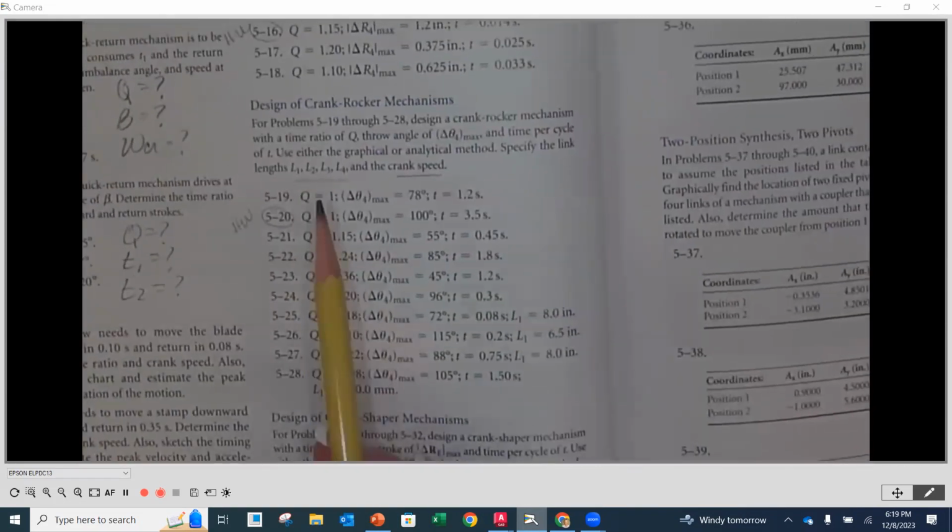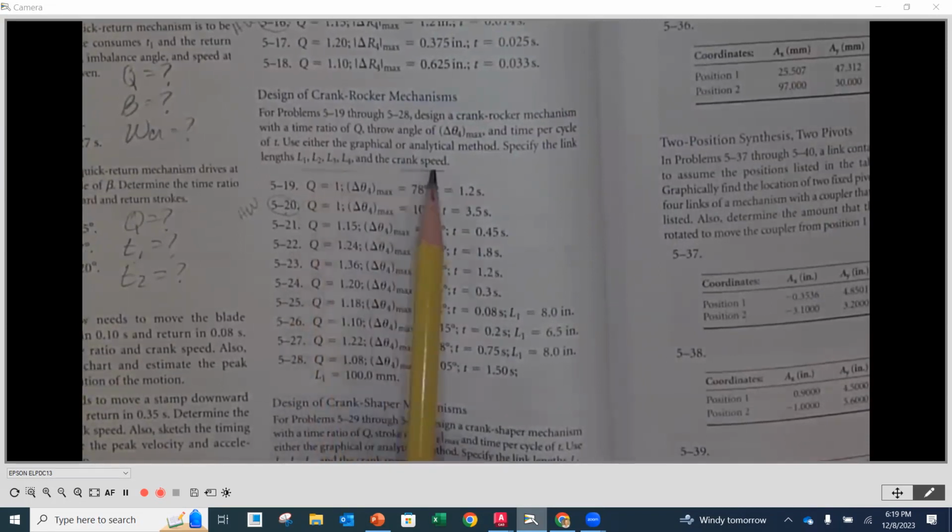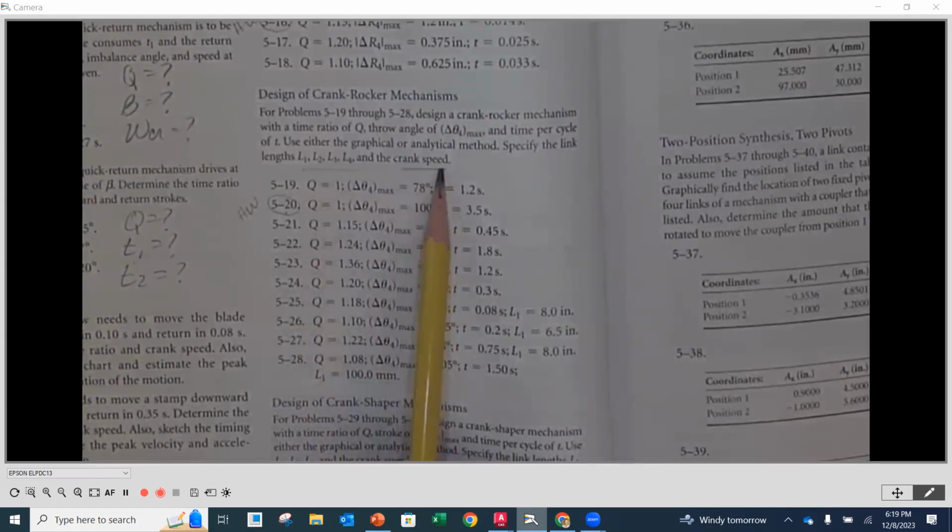The end of the chapter. So this one is 520. Okay. Now for 520, we want to find still L1, L2, L3, and L4, and then that crank speed, okay?